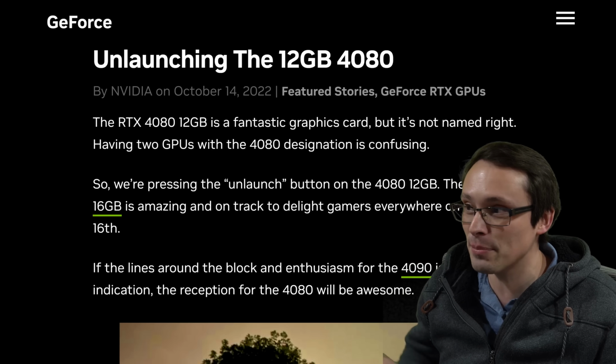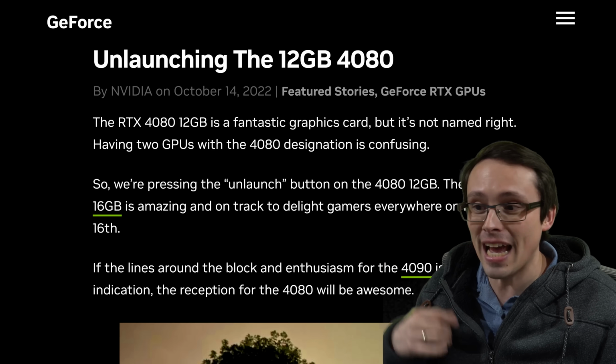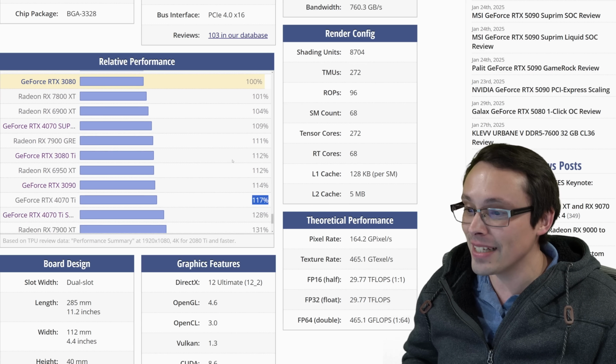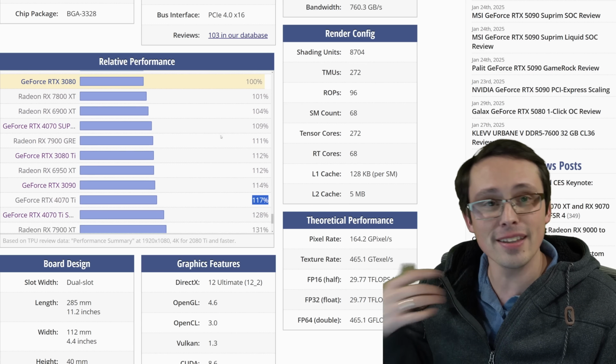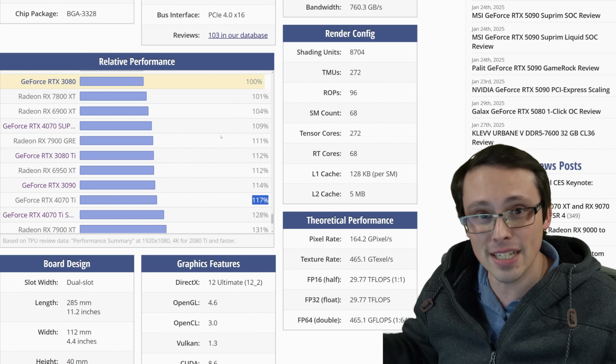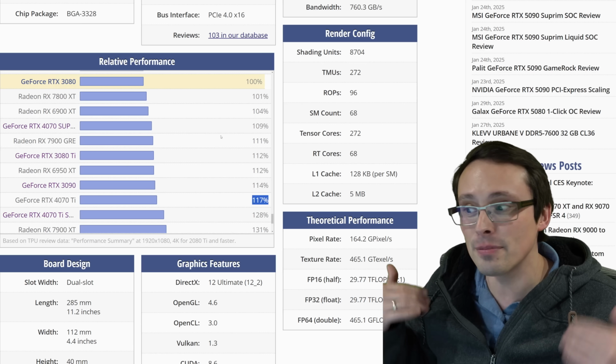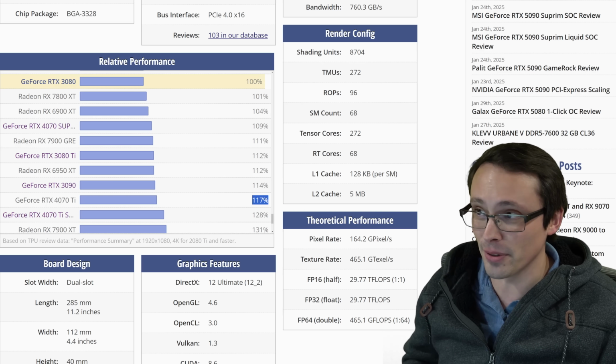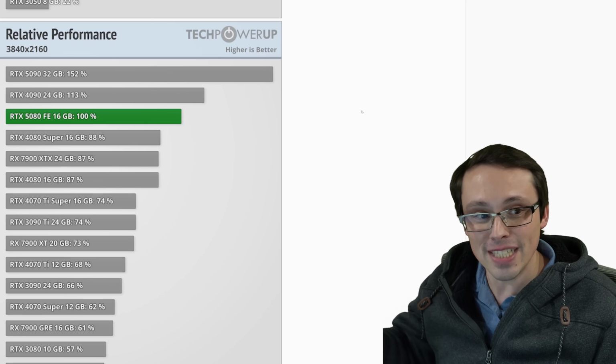It was completely unprecedented, but guess what? That card, which was originally gonna be called a 4080, ended up being 17% faster than the 3080. So it was a 17% generational uplift if it had been called a 4080, if it had been called an 80 class GPU. And guess what? We just got the 5080 reviews.